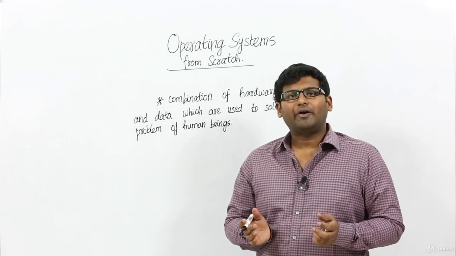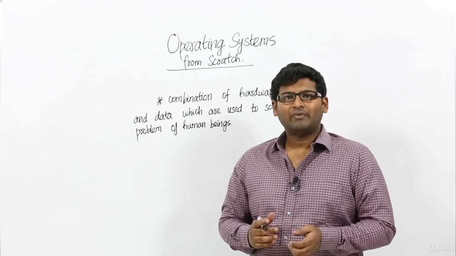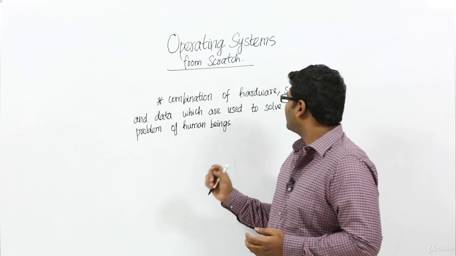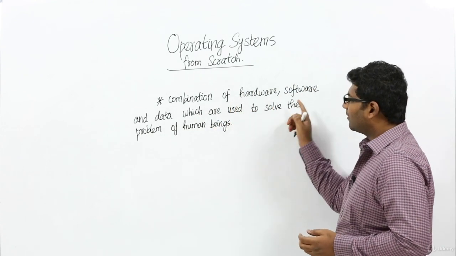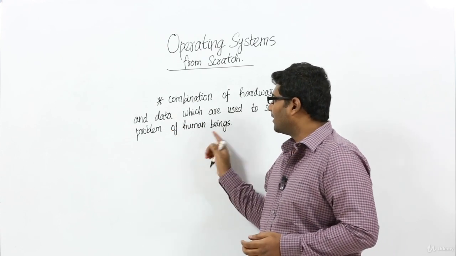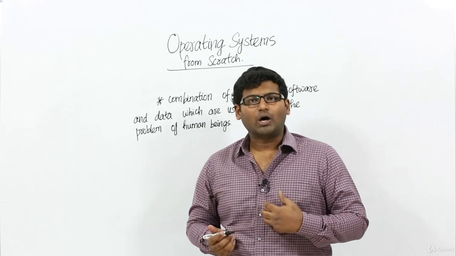Before seeing what an operating system is, let's first see what is meant by a computer system. A computer system is nothing but a combination of hardware, software, and data which are used to solve the problems of human beings. As a user, we want to solve our problems.